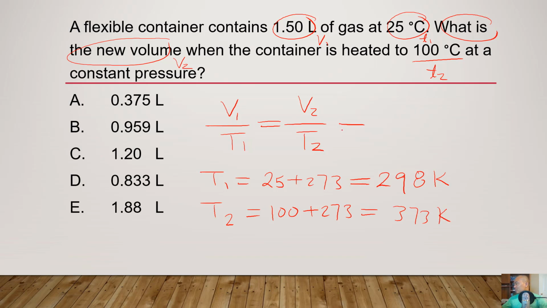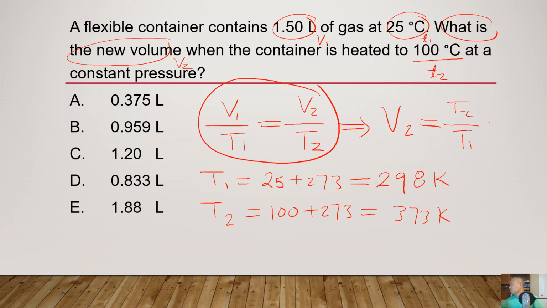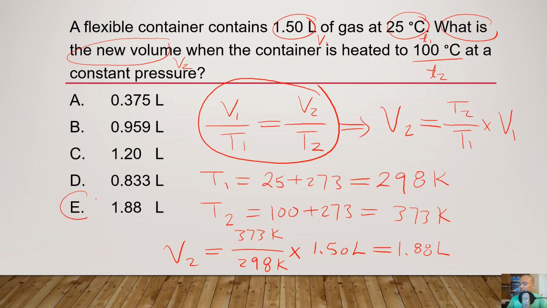So substitute the numbers into Charles's law. V2 equals T2 over T1 times V1. So you substitute all the numbers in. V2 will be 373 K divided by 298 K times 1.50 liters. And this gives us a number of 1.88 liters. E is the correct answer.